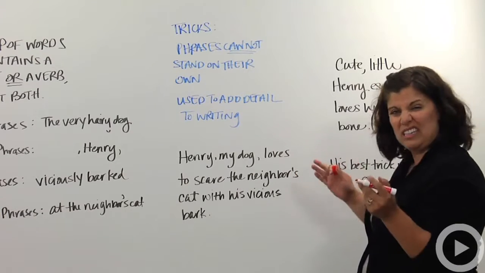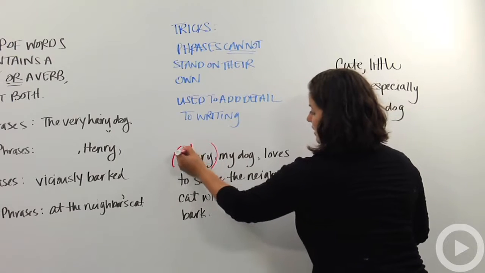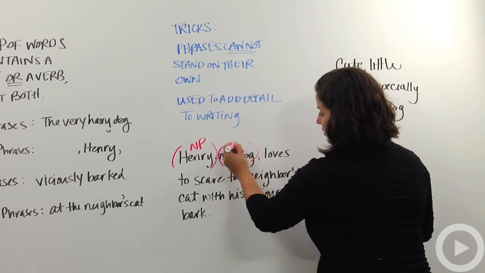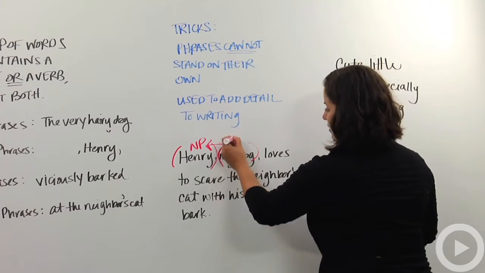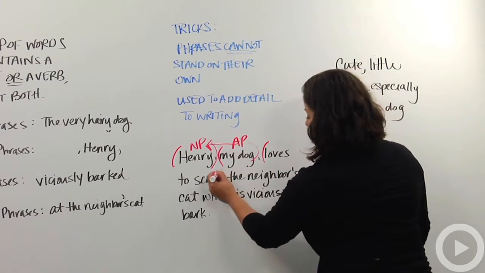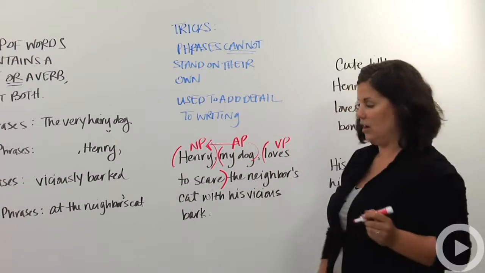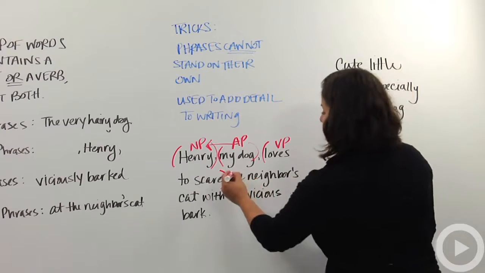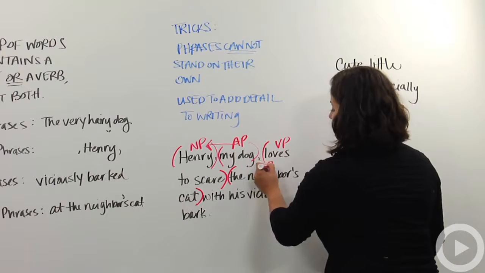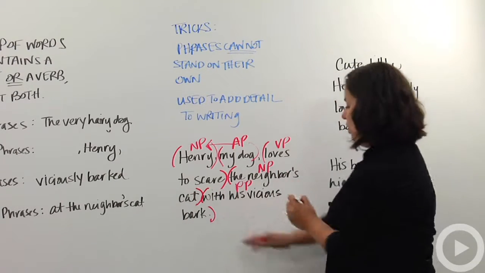So if we start kind of breaking this down and identifying our phrases, we've got Henry, which is a noun phrase standing on its own. All right. My dog, which renames Henry, is one of those appositive phrases. Loves to scare, that's one big verb phrase. So it's talking about what that dog likes to do. And then we've got the neighbor's cat, another noun phrase to give a little bit more detail. And finally, we end with a prepositional phrase, with his vicious bark.